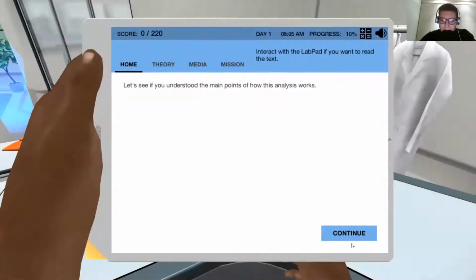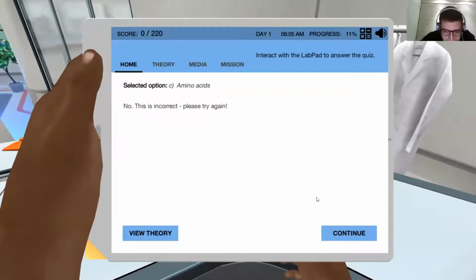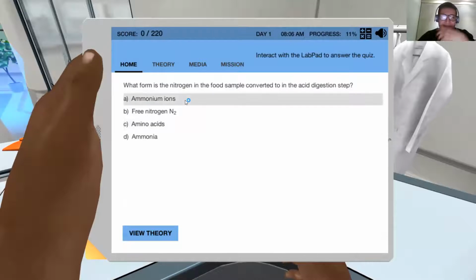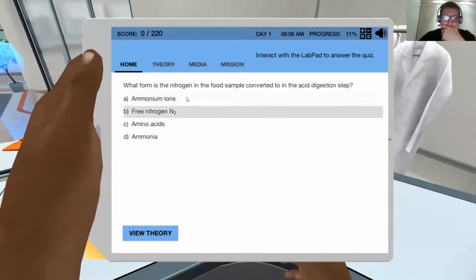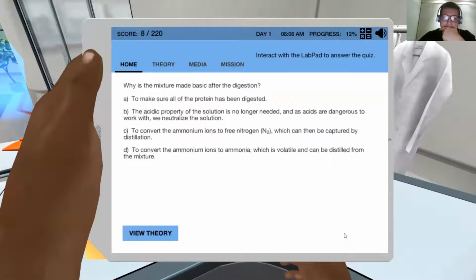Let's see if you understood the main points of how this works. What form is the nitrogen in the food sample converted to in the acid digestion step? No, this is incorrect. Please try again. Demonios. Indeed, the protein is completely broken apart during the acid digestion step, freeing up the nitrogen as ammonium ions. Why is the mixture made basic after the digestion?